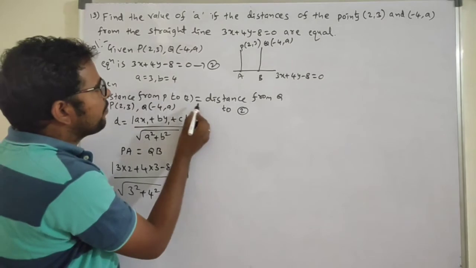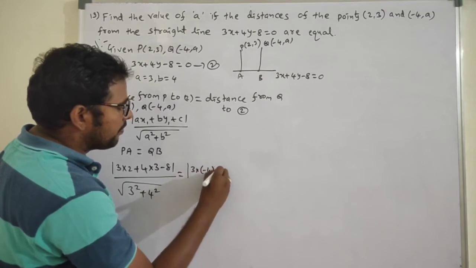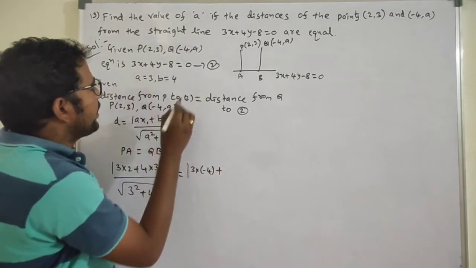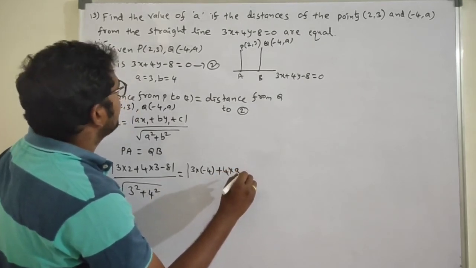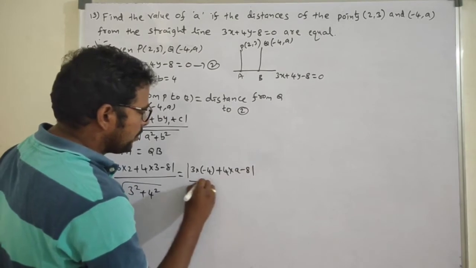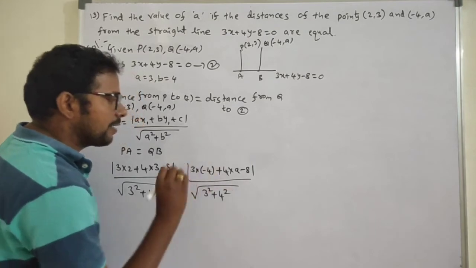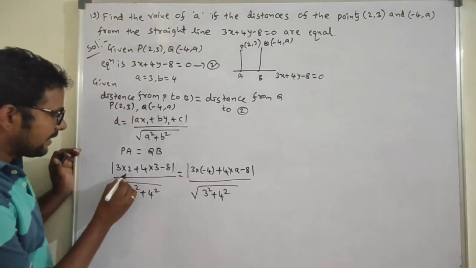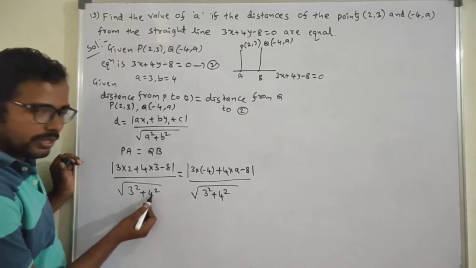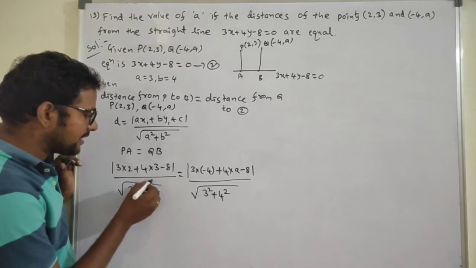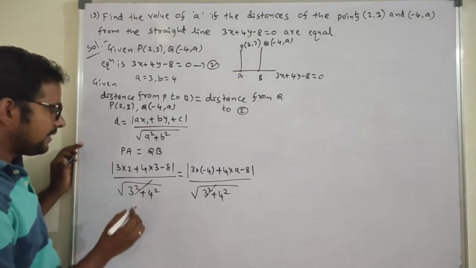For Q, x1 is minus 4, so 3 into minus 4 plus 4 into y1, which is a, minus 8, by root over a square plus b square, that is 3 square plus 4 square. The denominator 3 square plus 4 square is 9 plus 16, which is 25. Here also we have the same, so we can cancel both the denominators.